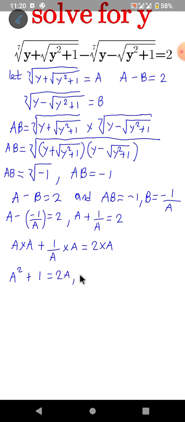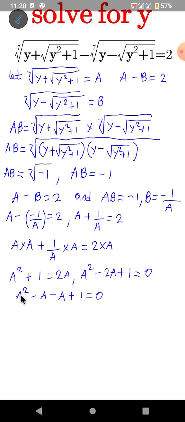Then we continue. Now this equation is a quadratic equation, so I just have to arrange it. So here will become a squared minus 2a plus 1 equal to 0. Now I'm going to solve this quadratic equation using the factorization method. So we'll continue. We'll say a squared minus a, plus 1 equal to 0.